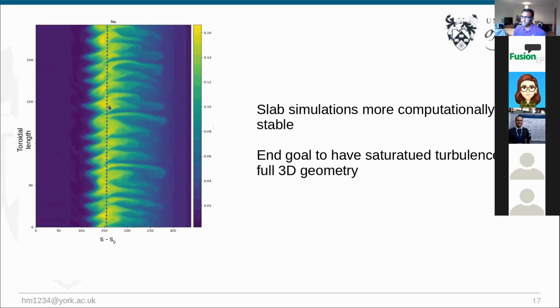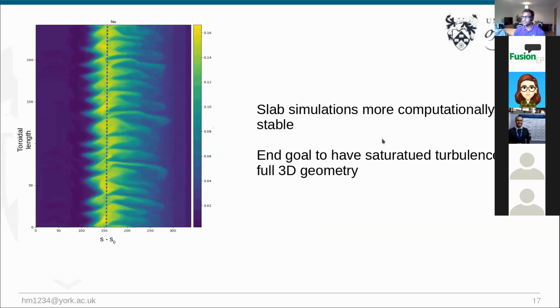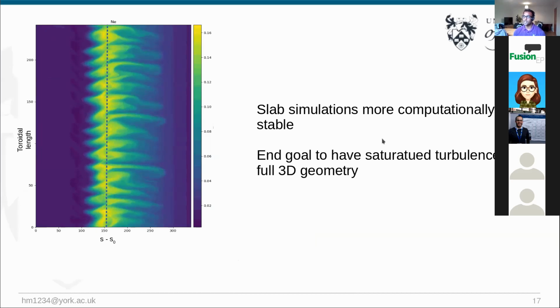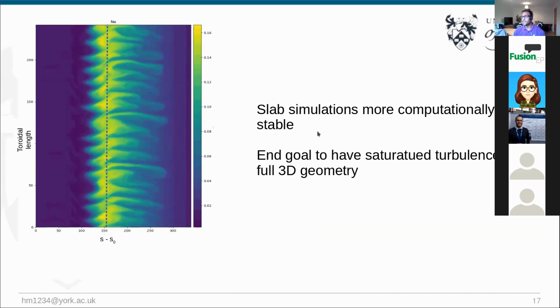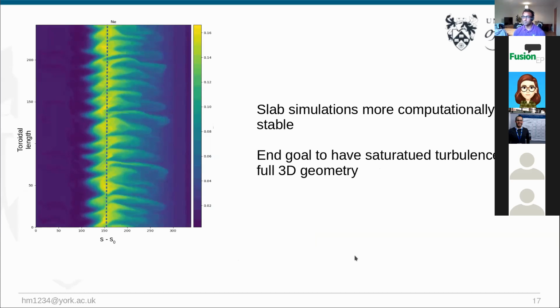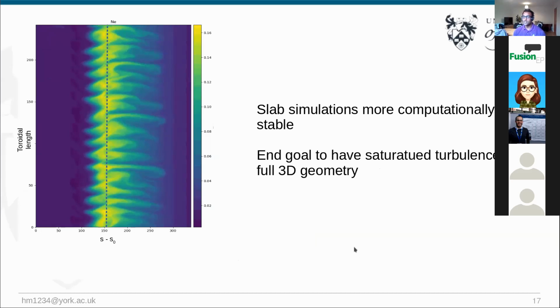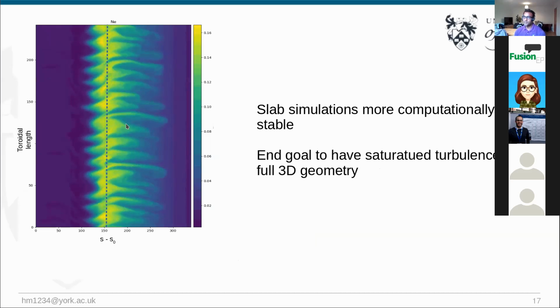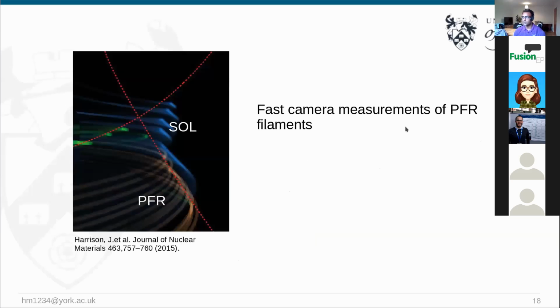I also do some 3D sims because Hermes allows that. I start with slab simulations because these simulations are quite computationally unstable, and the end goal is to have the saturated regime, but in a full geometry. And what am I trying to learn from these? Well, some of my previous work looks into private flux region filaments. This was noticed in MAST. Here we have three main groups of filaments in the private flux region scrape-off layer, and I'd like to use a fast camera to complement my simulation work and compare the two.